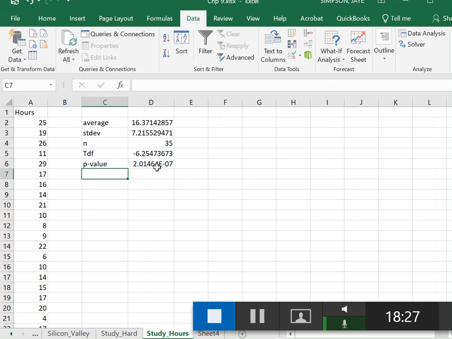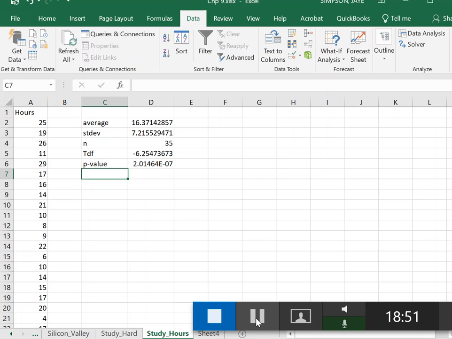It's exceptionally small. In fact, if we were to look it up in the table, we would see that it's less than 0.005, which we know it is because it's really less than 0.000000. I forgot how many zeros there were, but 7 there, 2, right? So it's exceptionally small. So then we definitely can reject the null hypothesis.